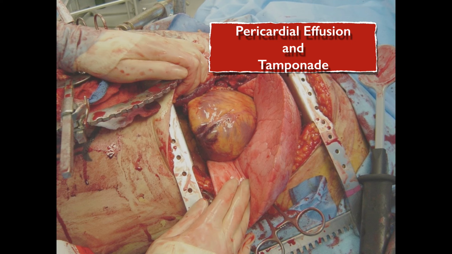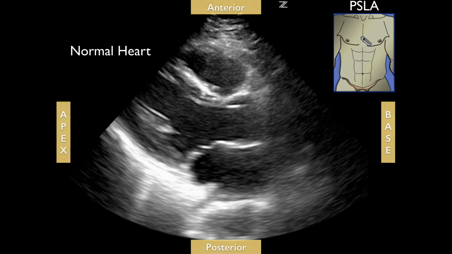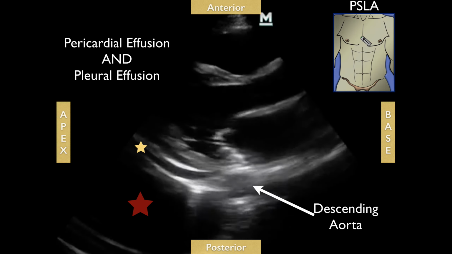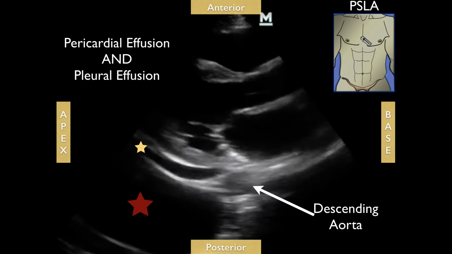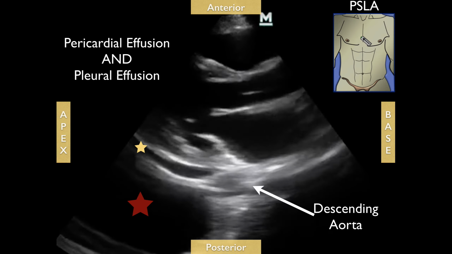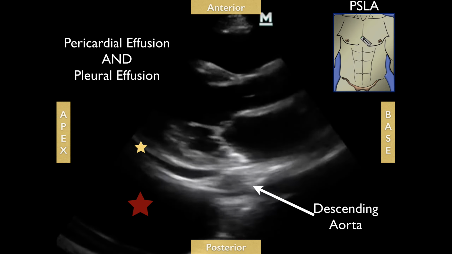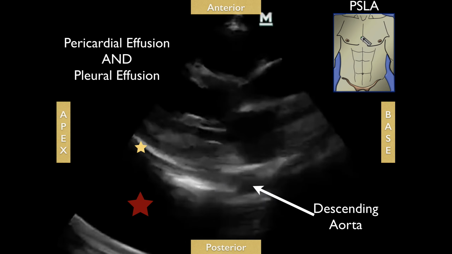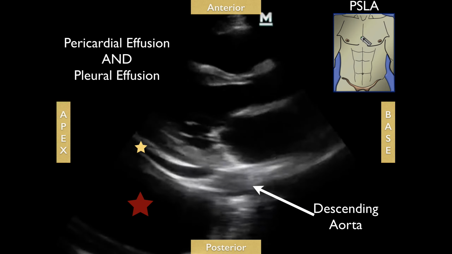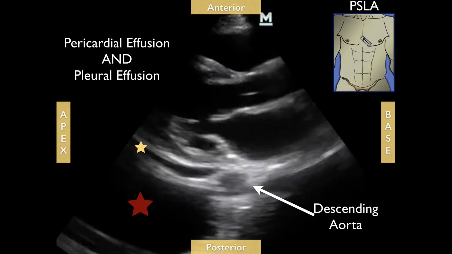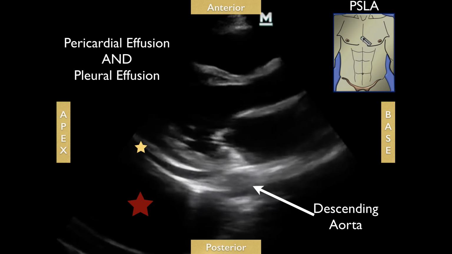Pericardial effusion and tamponade. So here's a normal heart here. What you really want to make sure you identify is the descending aorta, and that's usually just posterior to the left atrium. The reason that's important is that a pericardial effusion will be anterior to that descending aorta, and a pleural effusion will be posterior to that. In this patient, they have both. The pericardial effusion is indicated by the yellow star, and the pleural effusion is indicated by the red star. They're both anechoic, fluid-filled, and that descending aorta really helps you differentiate between those two.